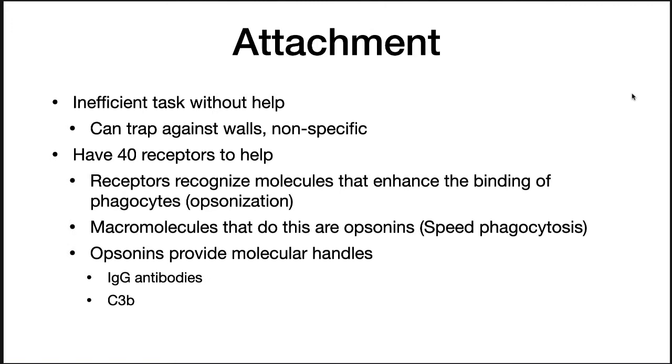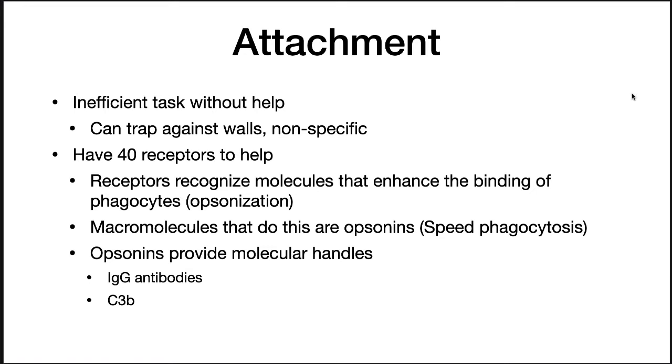Okay, so the phagocyte gets into an area and detects undesirable organisms, let's say a bacterium. First of all, they will attach to it. Now, this is a very inefficient task without help, and in the worst case scenario, they can trap the target bacterium against the wall and then go envelop around it. This is non-specific and it's slower.